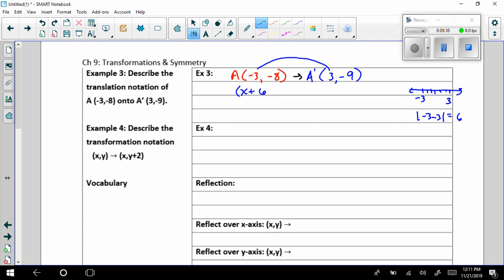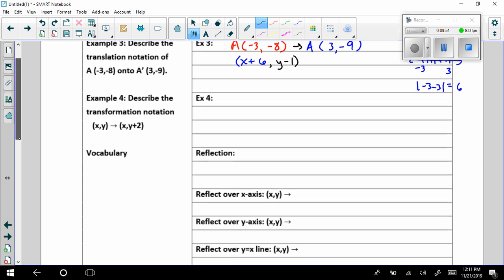And then we repeat that same process with our y's. How far from -8 to -9? Well, we're just going down 1. So we're subtracting 1 from our current y's. Okay. Hopefully you're listening to this and not just watching it. Otherwise, you're probably a bit lost.